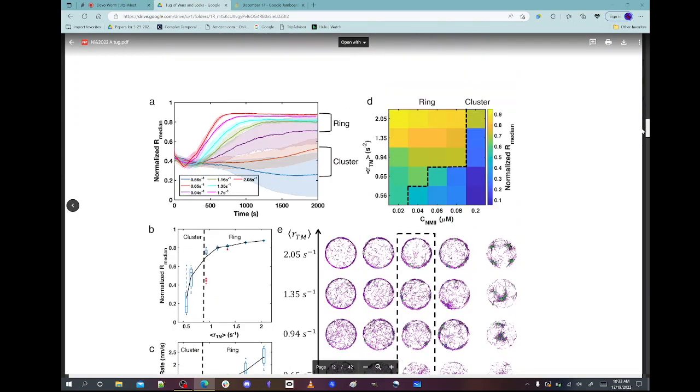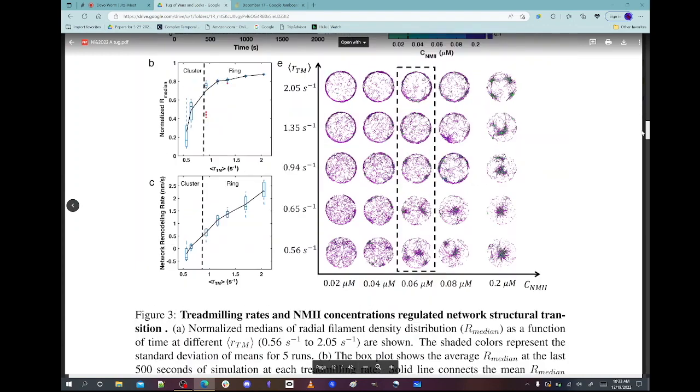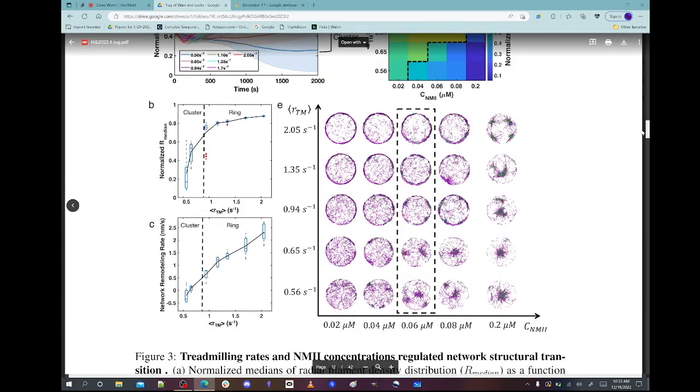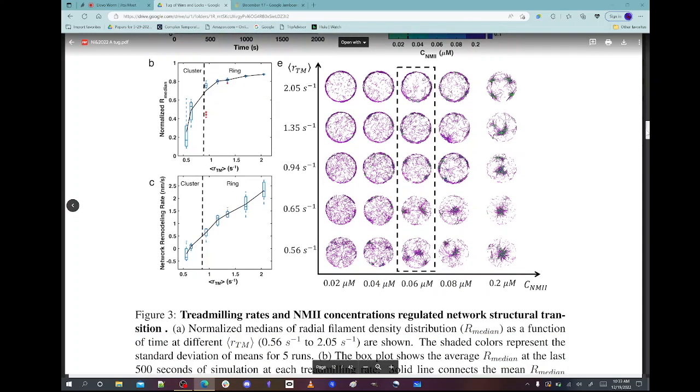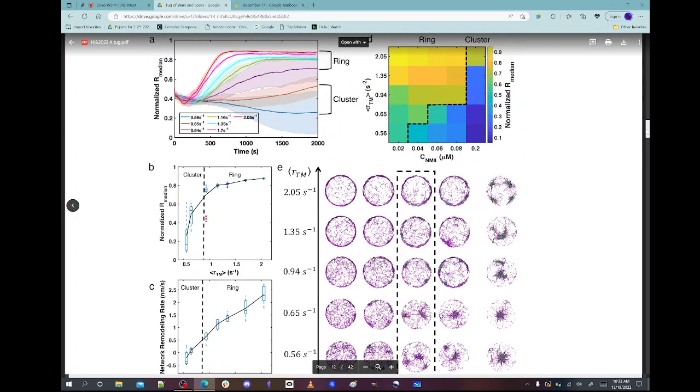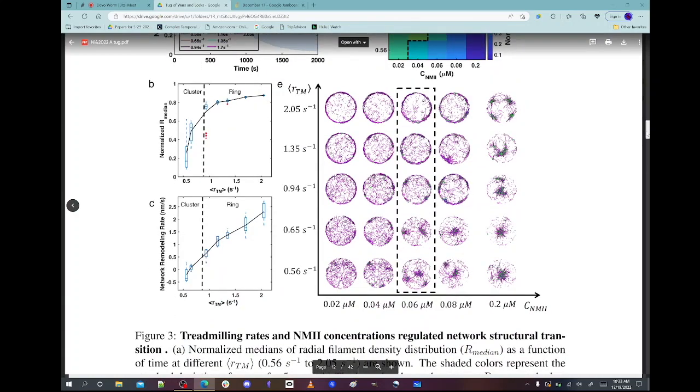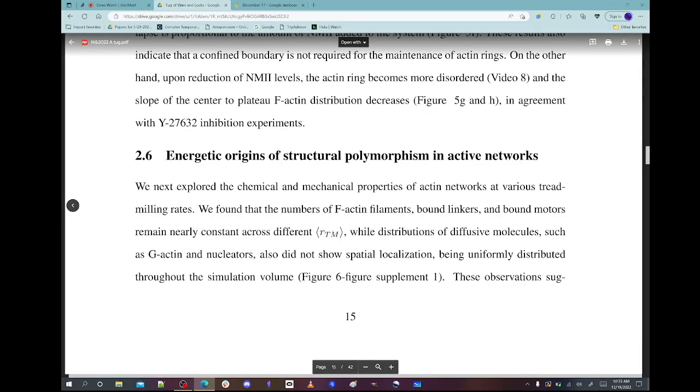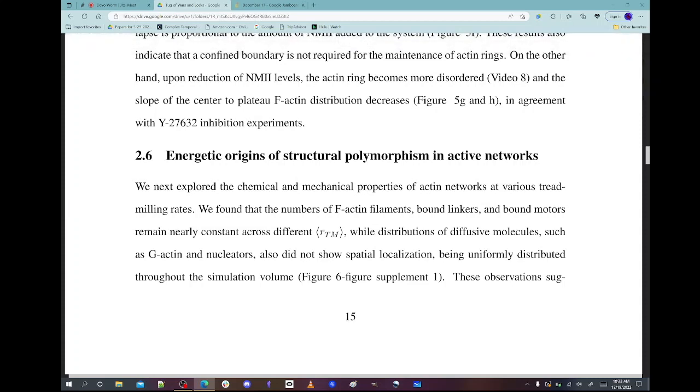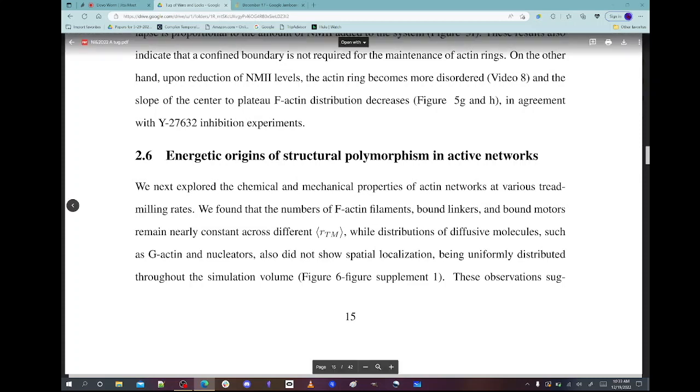So then here's an example of some of this where they have treadmilling rates and NM2 concentrations regulating network structural transition. So this shows us different rates and some of the simulation results here. And so from that, they can actually ask some questions. One, what are the energetic origins of structural polymorphism in these active networks?